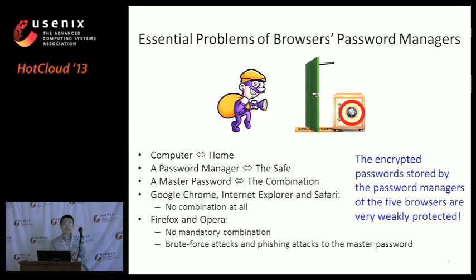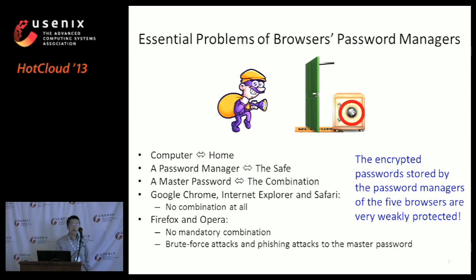What we found is that three browsers, Google Chrome, Internet Explorer, and Safari, do not provide a master password mechanism. Using this analogy, that is equivalent to having a safe in our home, but we are not allowed to set the combination for the safe. And the other two browsers, Firefox and Opera, provide the master password mechanism, but they do not make this mechanism mandatory. So users may not use this feature and may not even notice that the master password feature exists.